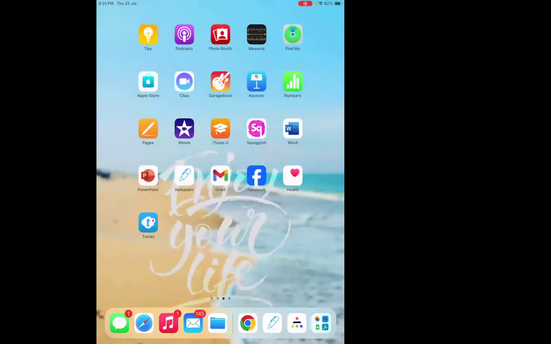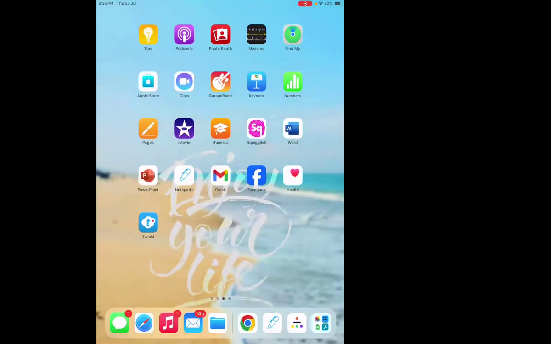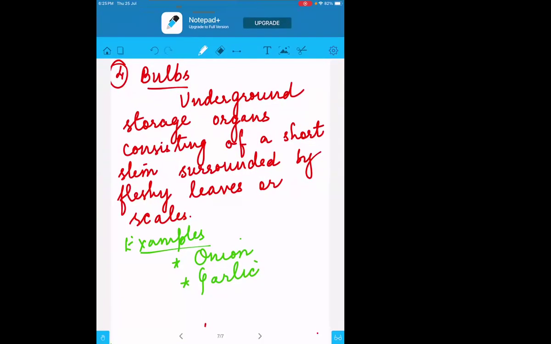Sweet potato and the beetroot. What are they? Are they roots or are they stems? First of all, you should know whether they are roots or stems. Talking about the sweet potato, basically they are roots. They grow by adventitious roots. Sweet potato is an example of roots, not of stems.